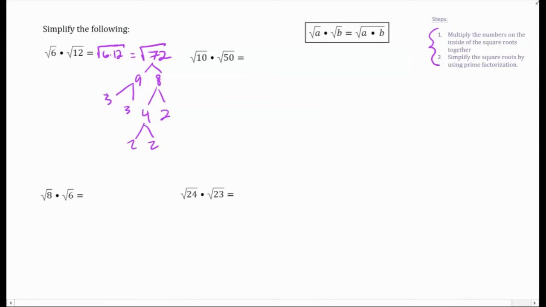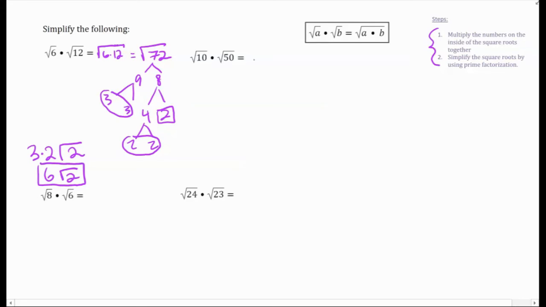So now that that is broken down, I pair up the 3's here and the 2's, and I'm left with a little lonely 2. Now, everything that I pull onto the outside, I am actually multiplying together. Whatever's left on the inside here is multiplied together, but in this case, I only have 1. So my final answer for this first one is 6 root 2.